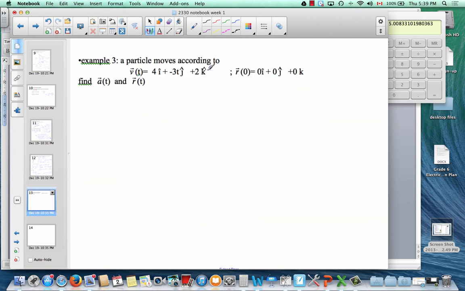So here's a problem now for you to try. So here's your velocity as a function of time. Stop the movie, try and work out the acceleration and the position based on this, and then play it and check my answer if you like. So you could pause the movie and then try it on your own.